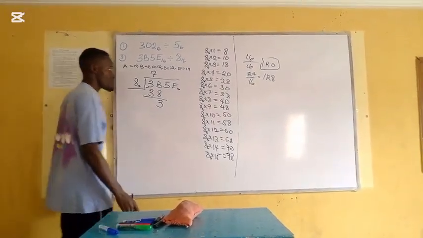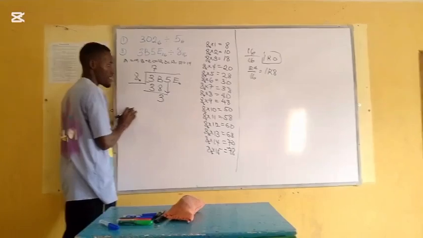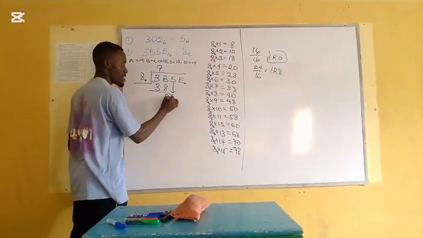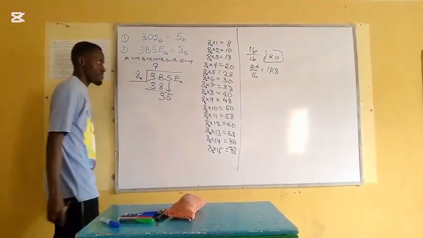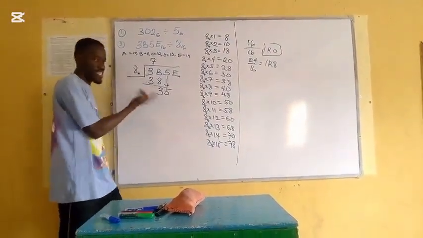Now the next thing is to bring down this 5 here. If I bring down 5, what do I have? I have 35. Now I'm going to divide again. Now see that this one here is clear.